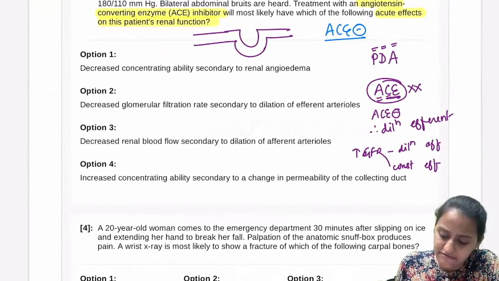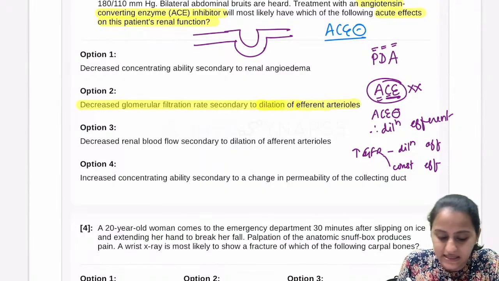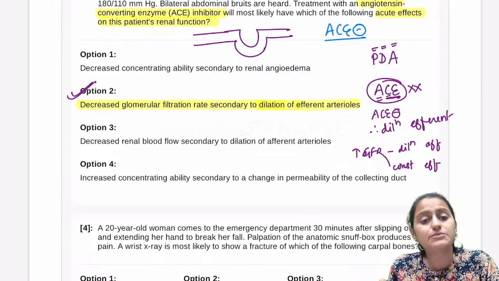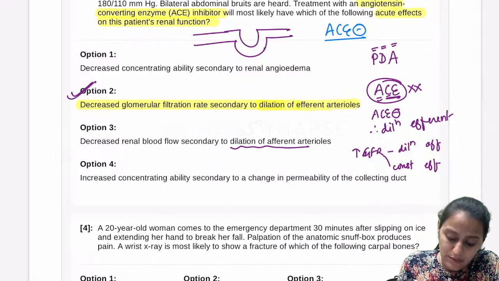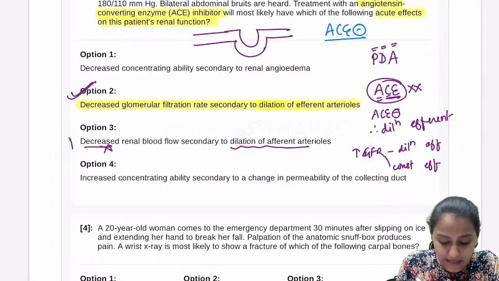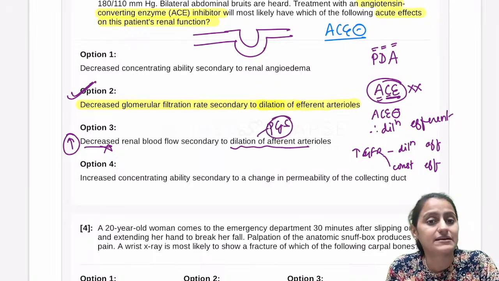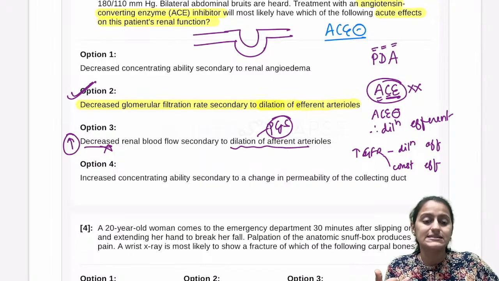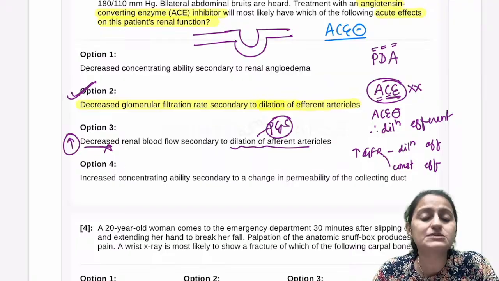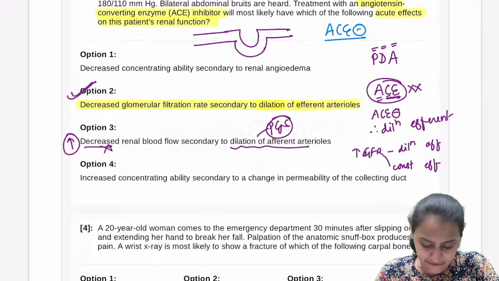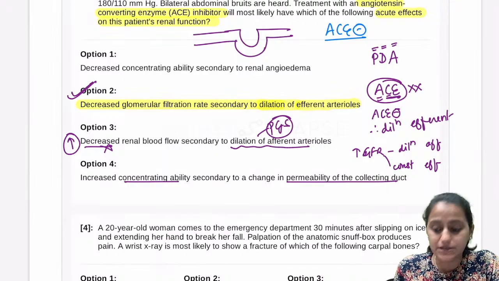So remember, the effect will be on the efferent arteriole dilatation, leading to decreased GFR. Is this clear with everyone? Dilatation of afferent, that is incoming, will not decrease the renal blood flow. It will increase the renal blood flow, and this is done by prostaglandins. So that is why NSAIDs can cause a decrease in the renal GFR by affecting this prostaglandin mediated dilatation of afferent.